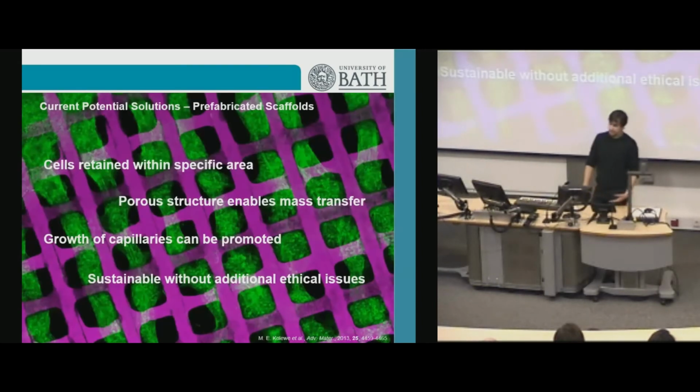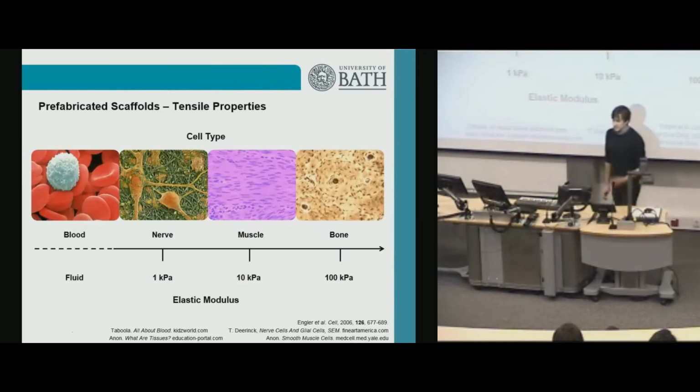So the fourth option, which I'm interested in, is prefabricated scaffolds, where we put the cells onto the scaffold. And this means the cells should be retained, and we can also promote specific growth for particular cell types. But there's a number of properties which we need to control for this. So, for example, tensile properties. It's been shown that your stem cells will differentiate into different cells depending on how elastic that material is. So for very stiff material, you get bone cells, and for very elastic material, you get nerve cells being produced.